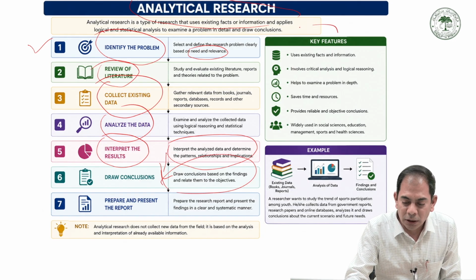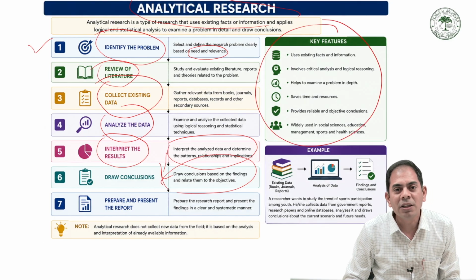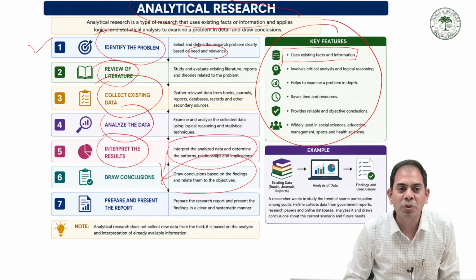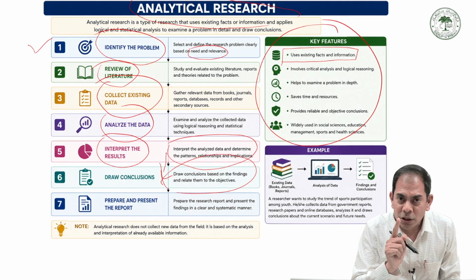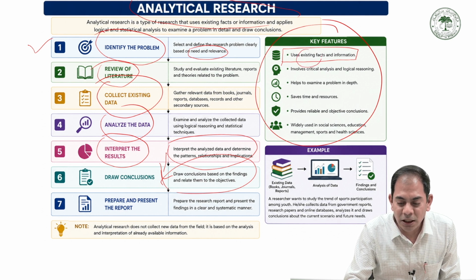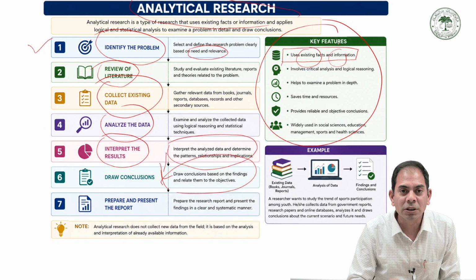The important thing is that analytical research has some key features. Number one, it is based on existing facts and information. This is very important. You should be careful that analytical research is based on existing data, facts and information.